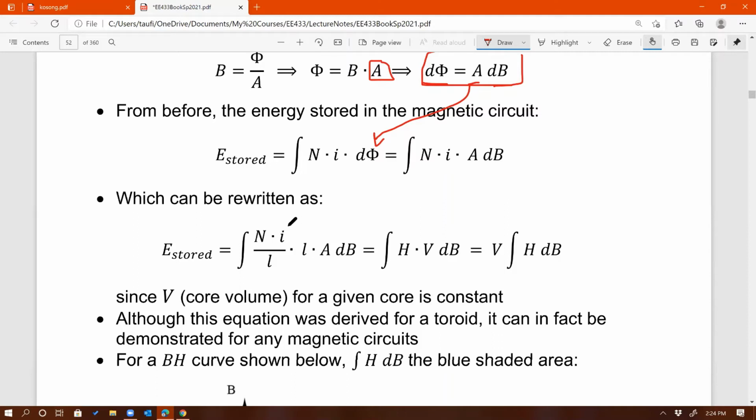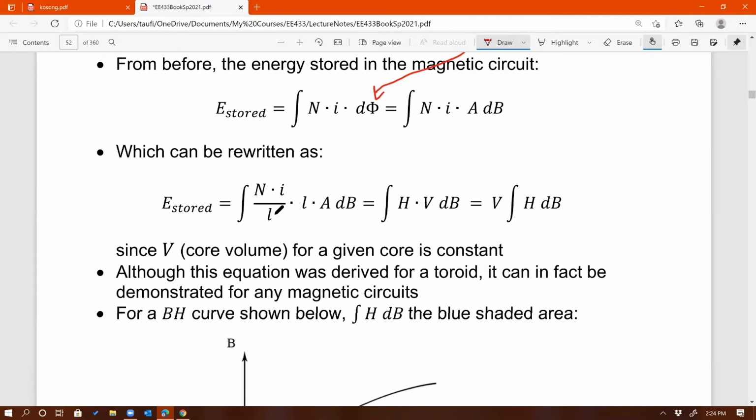If I do that, then you know what this is, right? Ni over L, that's H, the equation for magnetic field intensity. And then L times A, what do you call that? Magnetic path length times the cross-sectional area of the core. That's going to be the effective volume of the core. So by this simple mathematical trick, multiplying and dividing by L, you get a new equation. You can rewrite the equation for energy stored to be the integral of H times the volume of the core with respect to B.